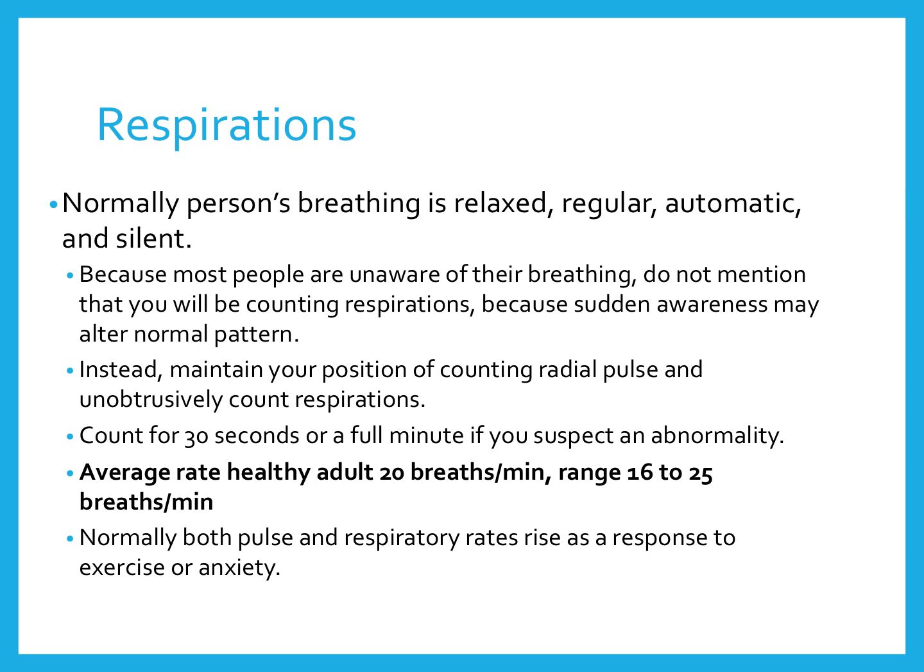After you're done counting the radial pulse for 30 seconds, you will shift your gaze to the patient's rise and fall of their chest, or their abdomen if they're a belly breather, and you will count the respirations for 30 seconds. Then you take your pulse and multiply that by 2, and you take your respiratory rate and multiply that by 2.